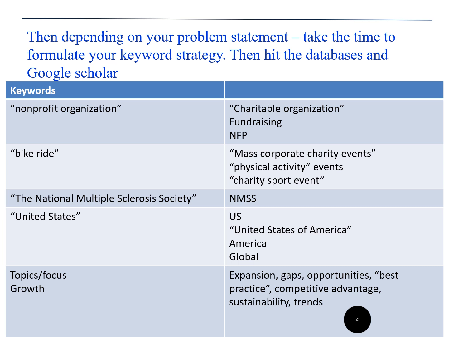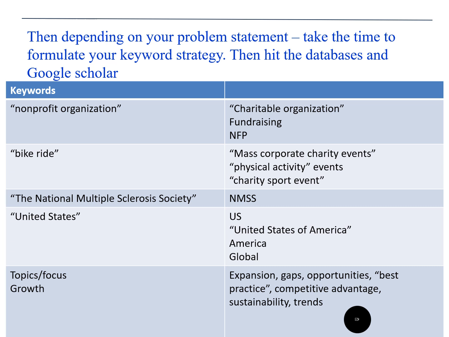So: non-profit organizations, charitable organizations, fundraising, NFP. Bike ride can also be known as a mass corporate charity event, physical activity events, charity sport event. The National Multiple Sclerosis Society will also be known as the NMSS. United States can also be the US, United States of America, and if you think more globally about what's happening in this industry, you would also add that in.